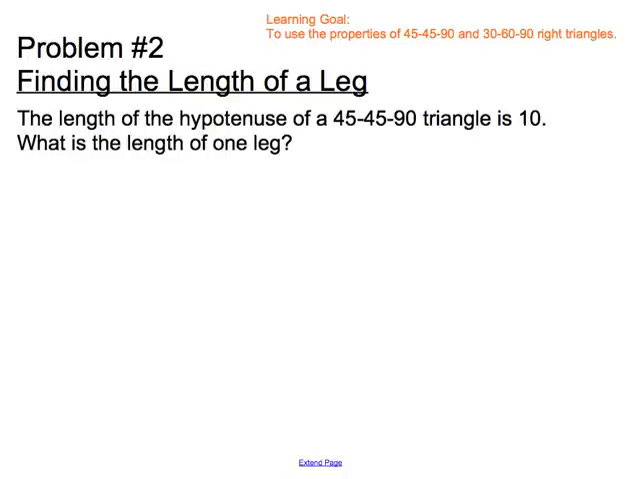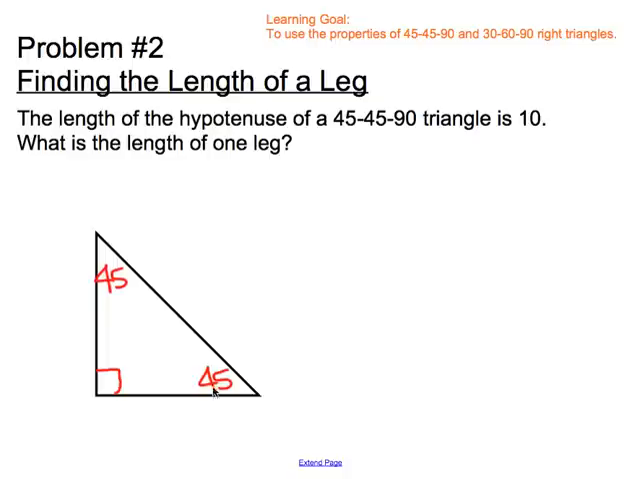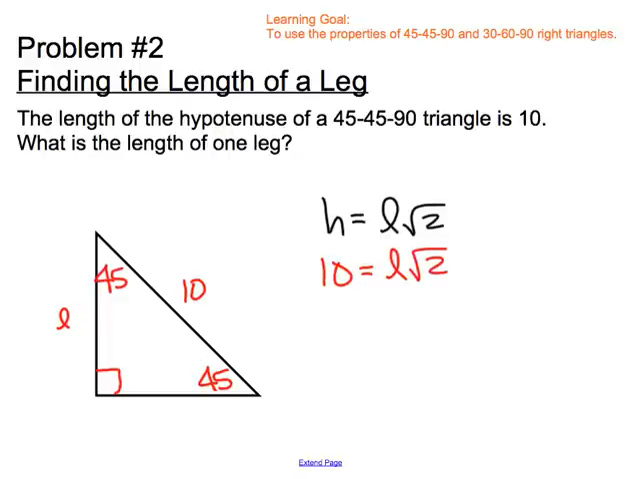Again, a good place to start is with a diagram. Here we have our 45-45-90 right triangle, and we know that the length of the hypotenuse is 10. We're trying to determine the length of the leg here. We're going to use that same formula: the hypotenuse equals the length of the leg times the square root of 2. We're going to substitute into this formula. The hypotenuse here is 10, so this equals the length of the leg times the square root of 2.